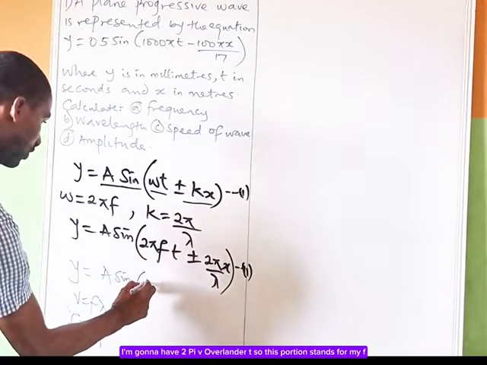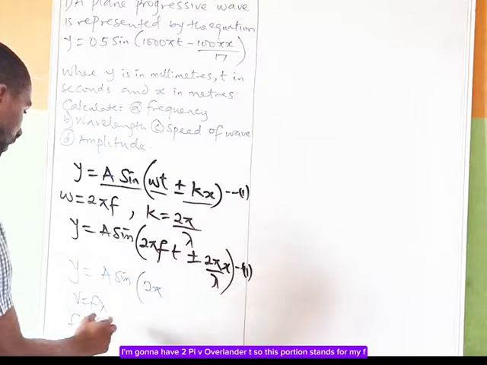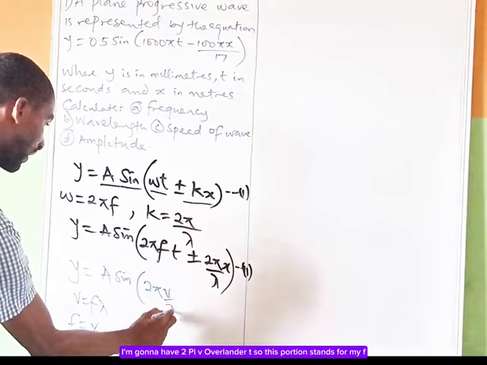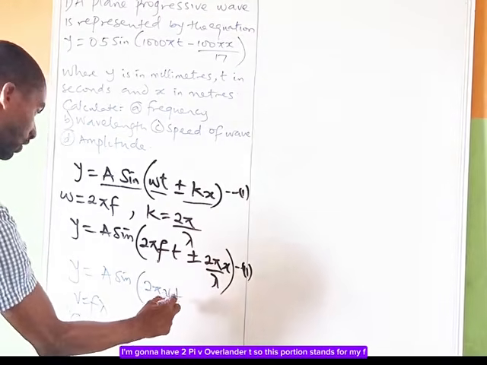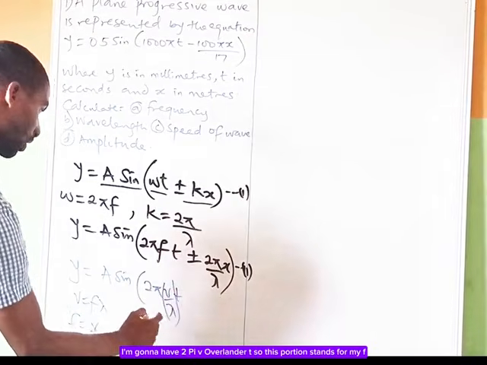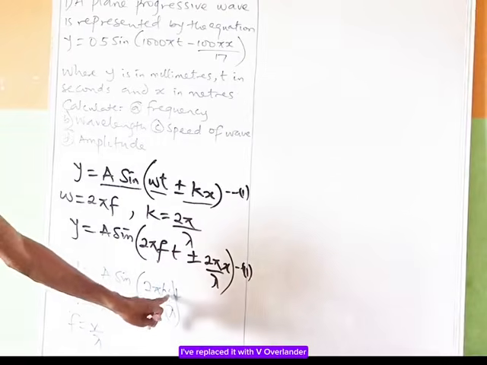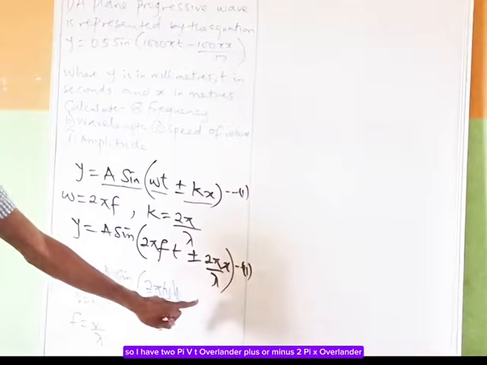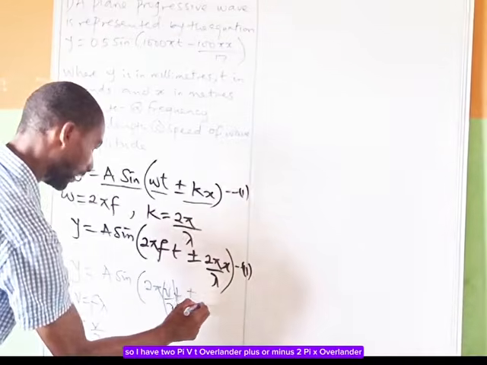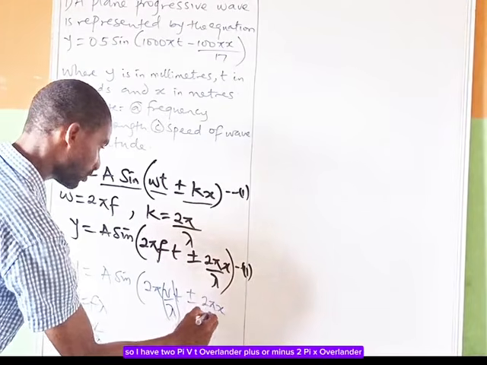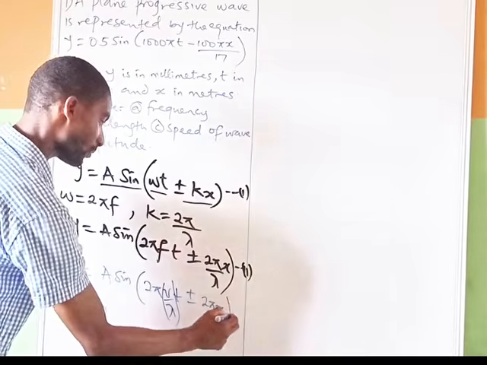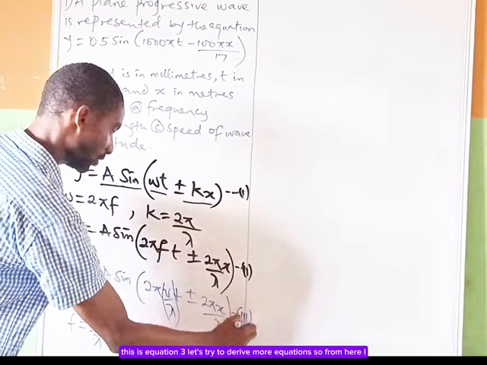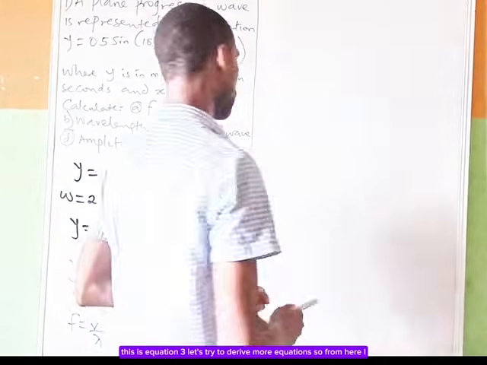If f is v over lambda, I can replace this f. If I'm replacing, I'm going to have 2 pi v over lambda t. So this portion stands for my f. I've replaced it with v over lambda. So I have 2 pi vt over lambda plus or minus 2 pi x over lambda. This is equation 3. Let's try to derive more equations.